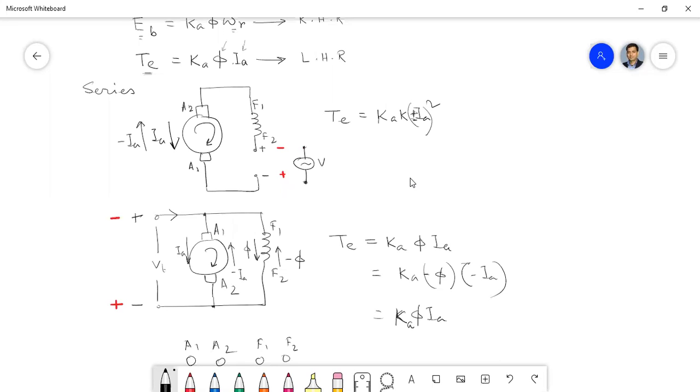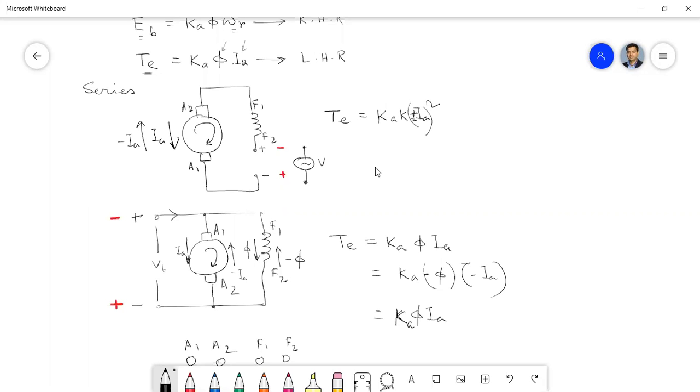Nothing will happen, it will keep rotating in the same line, in the clockwise direction. No, that means there will be no effect. The machine will rotate in the same direction, or what? Sir, as the supply voltage value is changing, the speed will not be constant here.